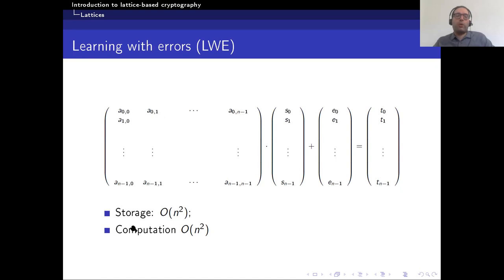Can you tell me how we can find the computation complexity in this equation? To compute the multiplication between this matrix and this vector, we have to perform the multiplication between these coefficients. The first row will be multiplied by this column. So we have to perform n multiplications between these coefficients, A00 with S0, A01 with S1, and so on until the end. And then we have n different rows. Therefore, the total complexity will be n square.